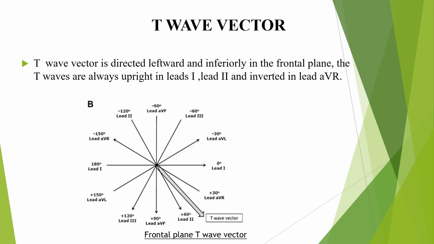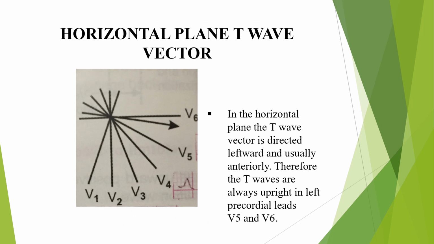T wave vector. This is the frontal plane T wave vector. It is directed leftward and inferior. As a result, T waves are always upright in lead 1, lead 2 and inverted in aVR. Horizontal plane T wave vector. In the horizontal plane, the T wave vector is directed leftwards and usually anterior. Therefore, the T waves are always upright in left precordial leads.